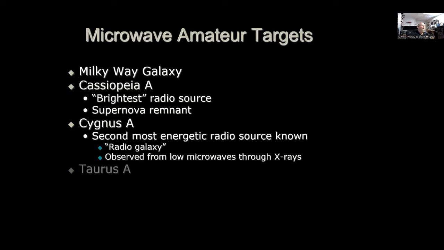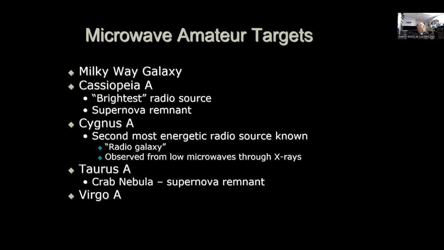Taurus A, Tau A. It's the Crab Nebula, M1, another supernova remnant. Very noisy little guy. And of course, Virgo A is another noisy source. And I mentioned Sol. Sol is by far the noisiest object in the sky, but you can't see it at night. You don't hear it at night, but these other guys you can hear anytime they're in the sky. That's what's neat about radio astronomy. It doesn't have to be dark. You can do it in daylight. It's not dealing with visible light. We're dealing with radio waves.